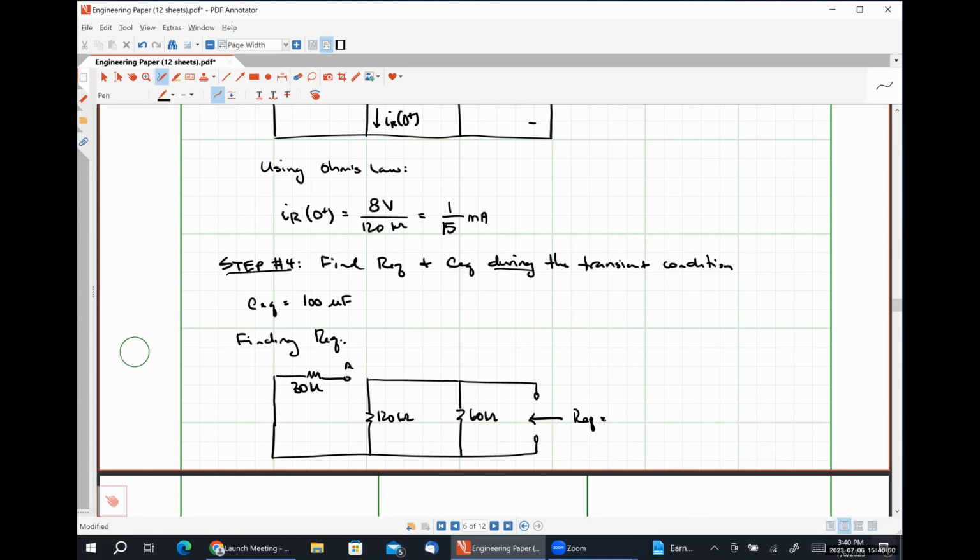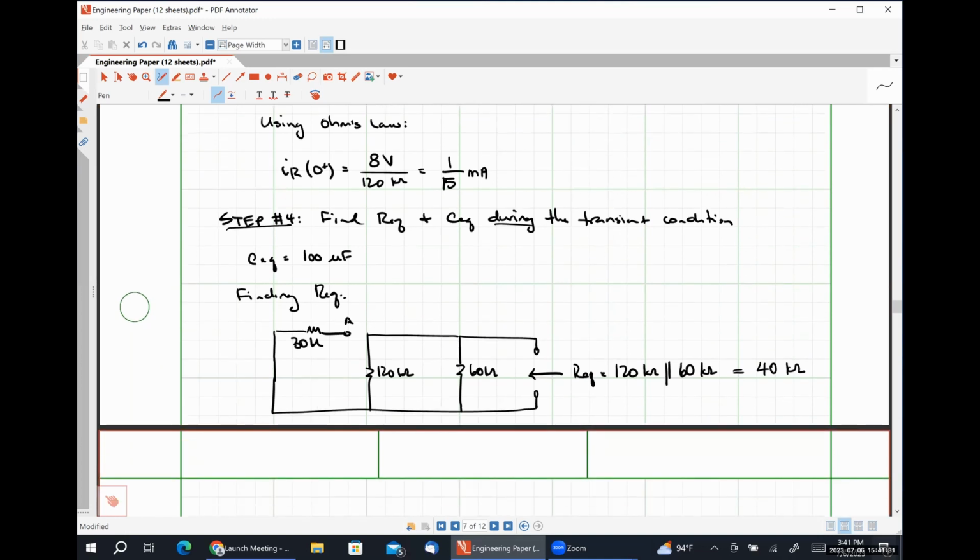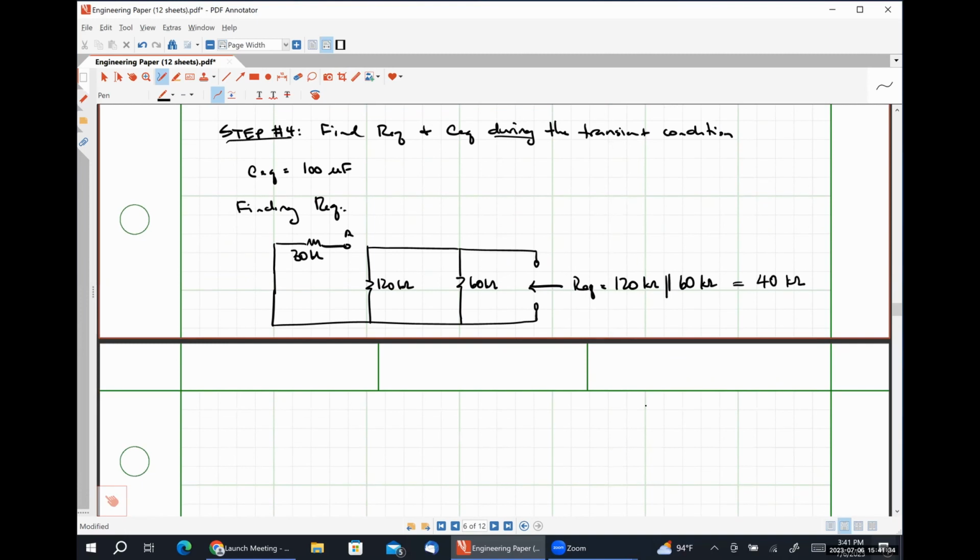And so I see 120 in parallel with 60. So let's see. 10, 12, 72 over 18. 4. So if my mental math is correct, that's 40 kilo ohms. Yep. And now we are ready for step number 5. Plug stuff into our equation.